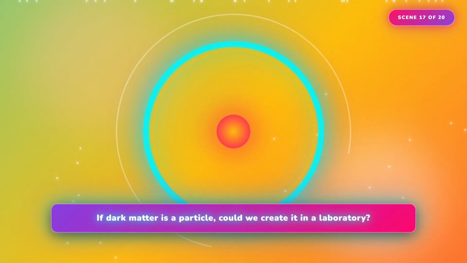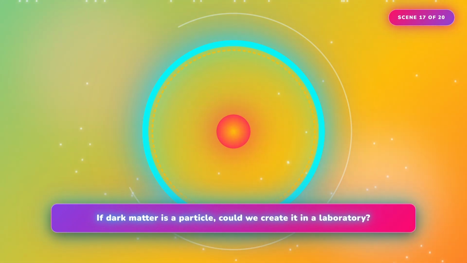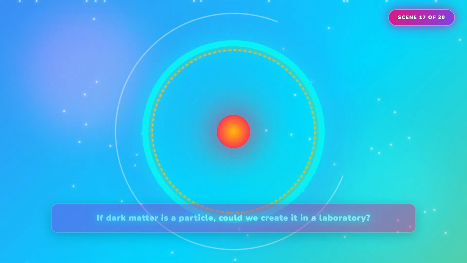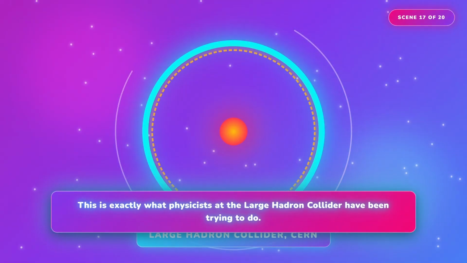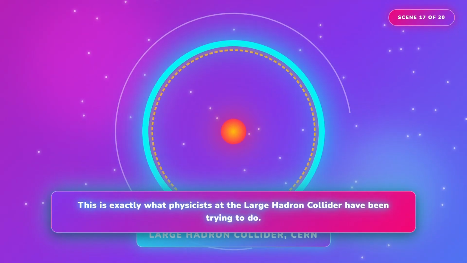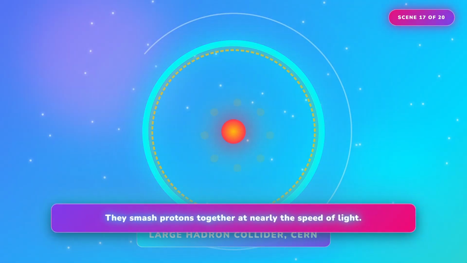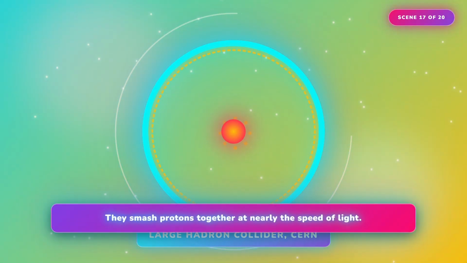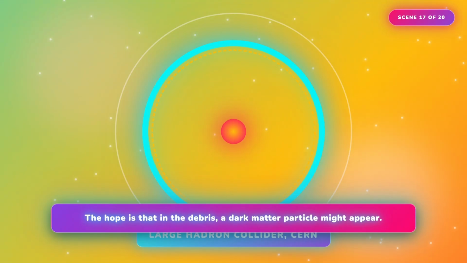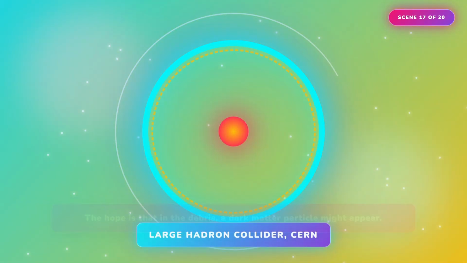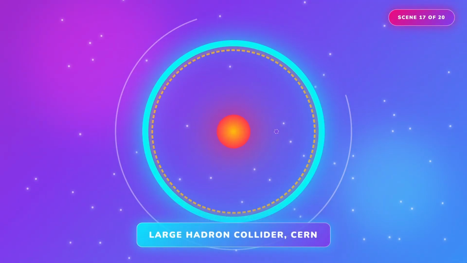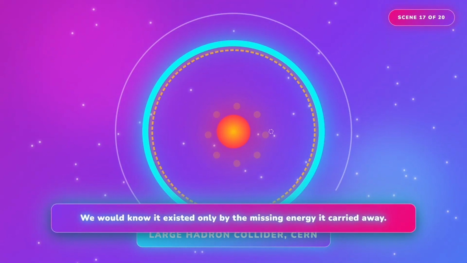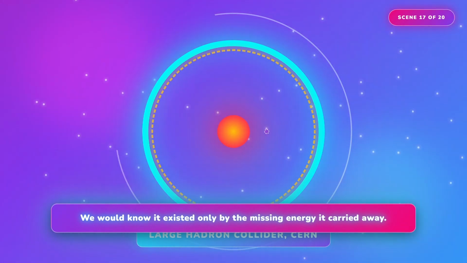If dark matter is a particle, could we create it in a laboratory? This is exactly what physicists at the Large Hadron Collider have been trying to do. They smash protons together at nearly the speed of light. The hope is that in the debris, a dark matter particle might appear. It would escape the detectors without a trace. We would know it existed only by the missing energy it carried away.